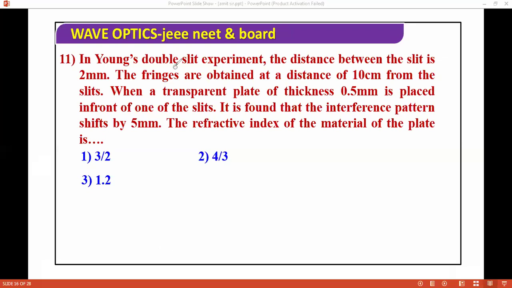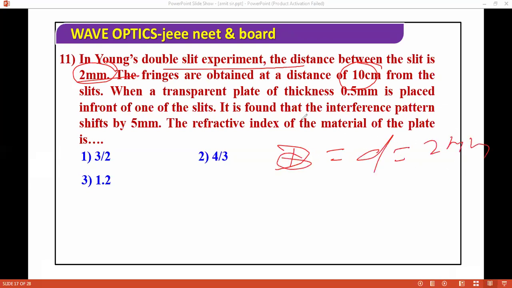In this Young's experiment, the distance between the slits is 2 millimeter and the fringes are observed at a distance of 10 centimeter from the slits. Here, the distance between the slits is 2 millimeter, so small d is given. Fringes are observed at a distance of 10 centimeter from the slits, so capital D is given as 10 centimeter.